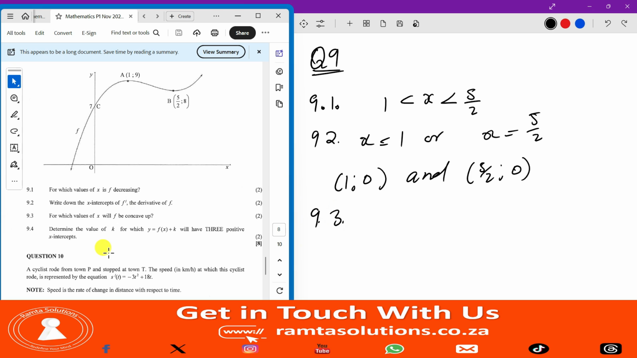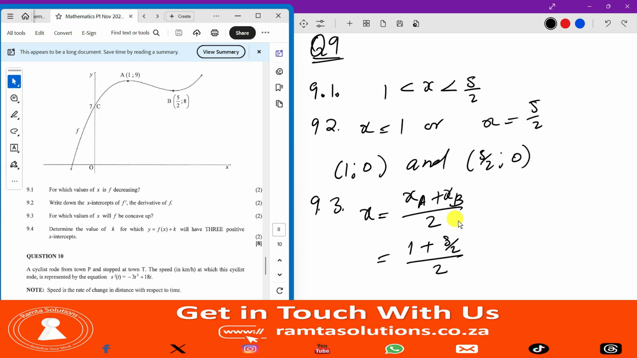9.3. For which value or values of x will f be concave up? For it to be concave up, it must be in this region. So we need the point of inflection. Okay, so we will need to find the midpoint. Remember, the point of inflection is the midpoint of the turning points. So we will say x equals x of A plus x of B all over 2, which is 1 plus 5 over 2 all over 2. So what is this?